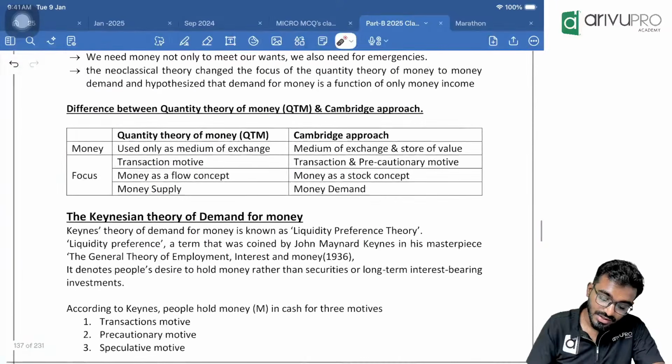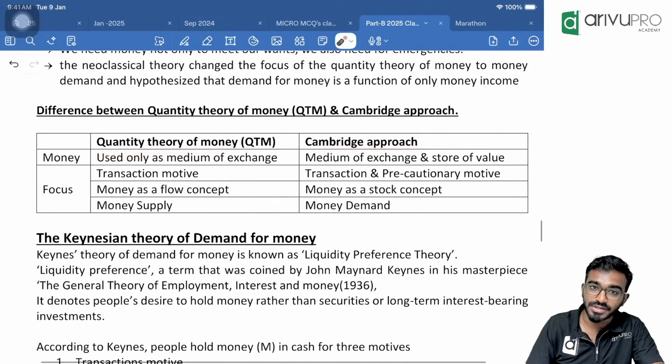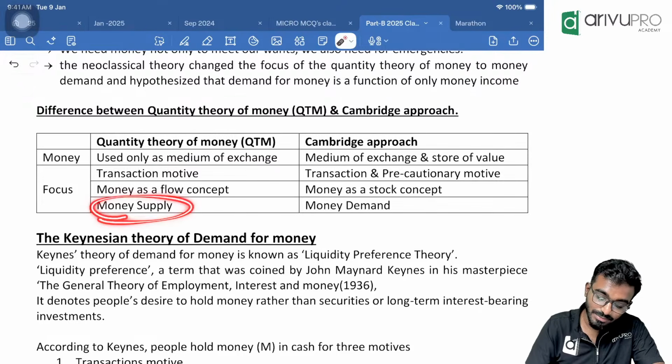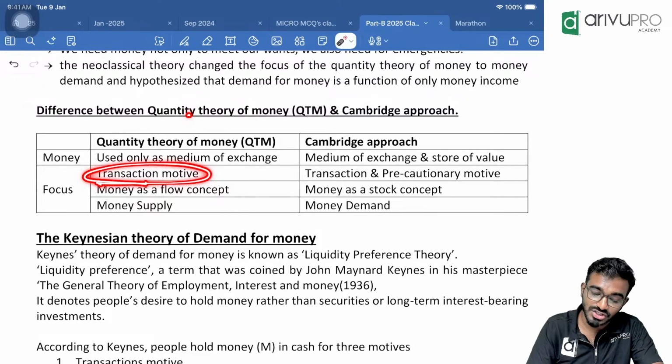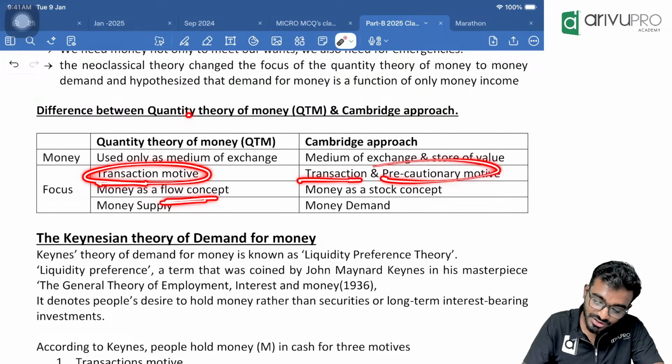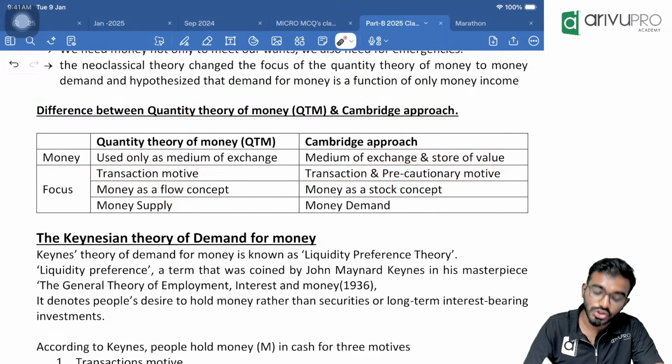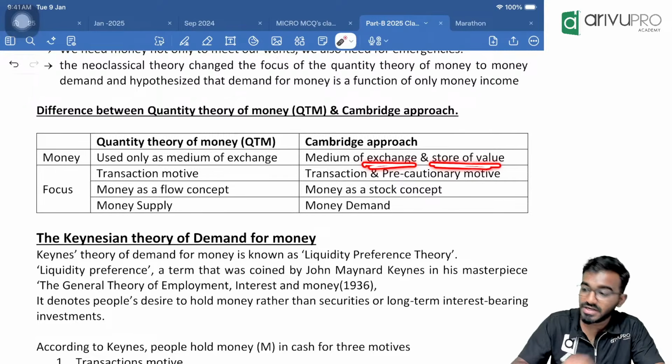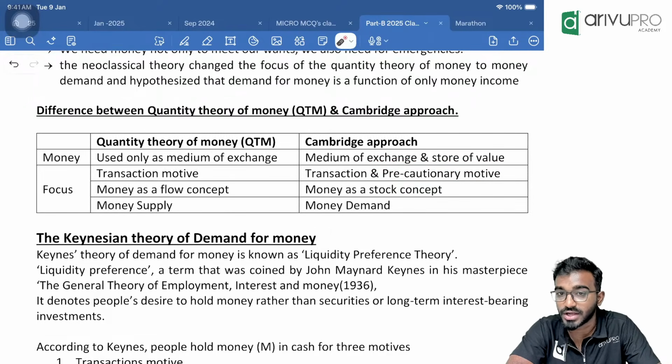Next comes the difference between QTM and Cambridge. See, QTM focuses on the supply side, but Cambridge focuses on the demand side. In QTM money is only used as a transaction, that is flow, but here along with transaction, precautionary, along with flow, the stock concept. Money is only used as a medium of exchange, that is only transaction purpose in QTM, but here transaction as well as precautionary purpose. We are also storing it. Is that clear? So these were the first two theories.